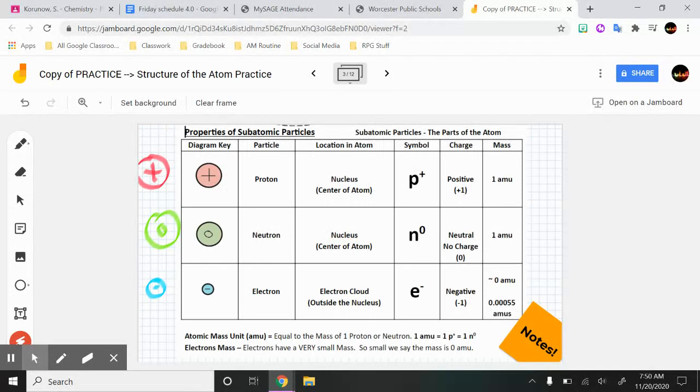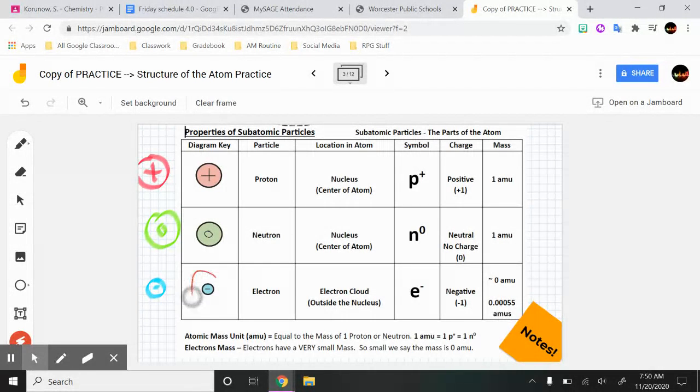Now, both protons and neutrons have a mass of 1. They made up this unit called the atomic mass unit to make it easy to measure the mass of atoms. So we just say that protons are 1 and neutrons are 1. They're technically slightly different, but for us, we don't really need to worry about that slight difference. It's not going to affect our calculations.